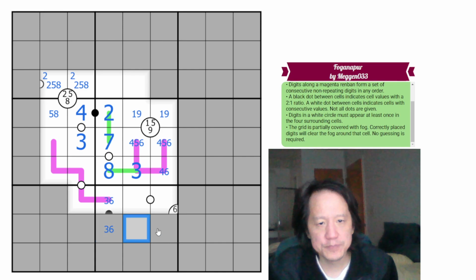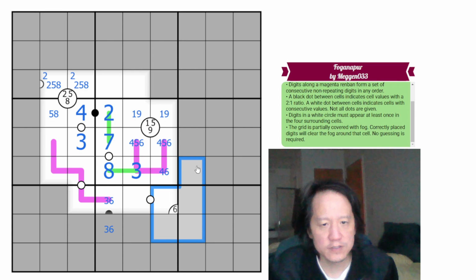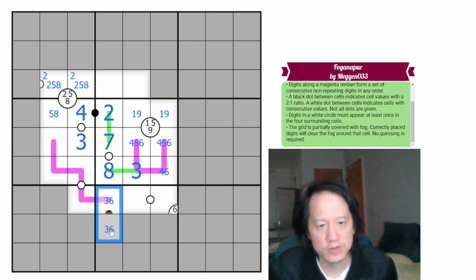Now, this says there's a 6 in one of these 4 squares. It cannot be here because we know the 6 in box 8 has to be one of these 2. Therefore, this has to contain a 6. Since this is a 6 and this is a 6, we have a 6 in row 7 or 8. We have another 6 in row 7 or 8.